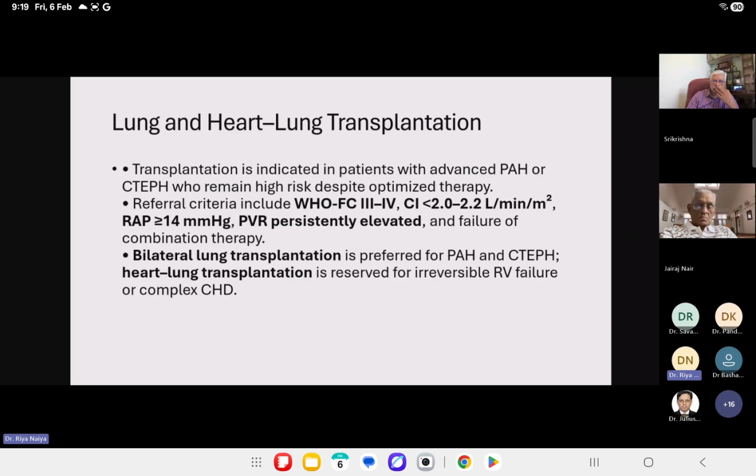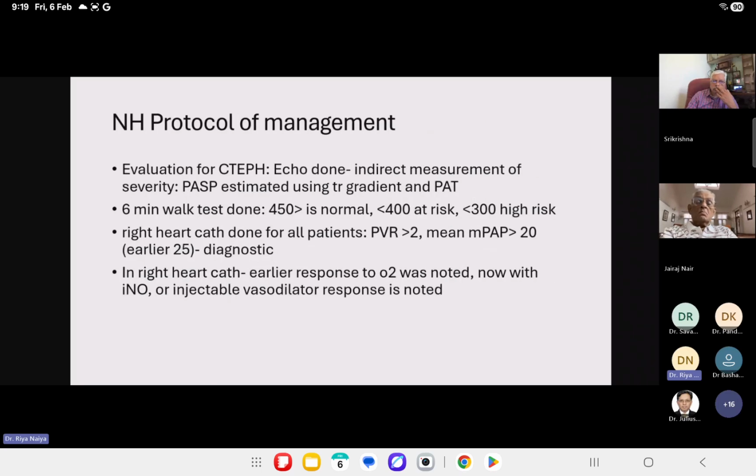Just a small bit about what we follow in our hospital for management. For evaluation of CTEPH, the first step is the echo, and there is an indirect measurement of severity by estimating the PASP using the TR gradient and the pulmonary acceleration time. We do a 6-minute walk test in all patients, where more than 450 meters is considered normal, less than 400 is considered risky, and less than 300 is considered high risk. Right heart catheterization is done for all patients invariably. Here, as per the guidelines, PVR of more than 2 and MPAP of more than 20 is considered diagnostic.